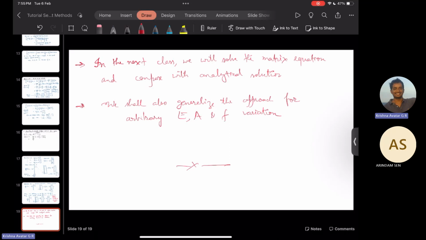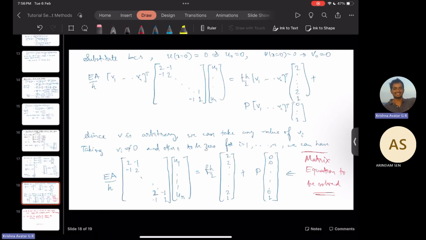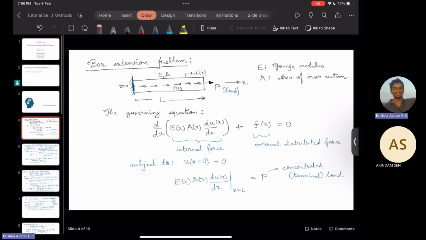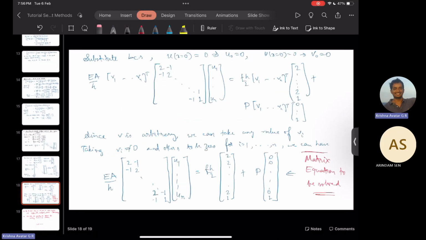So we will code this matrix equation either in Python or MATLAB. I will prefer Python because it's open source software. And this can be verified with analytical solution, but for the generalized problem, we'll have to rely on the numerical solution. So this is what we'll be doing in the next class. I thought we'd do it today, but it seems that the time is already about to finish. So at least we have established the formulation clearly from the very beginning. We went step by step and then arrived at the final matrix equation.